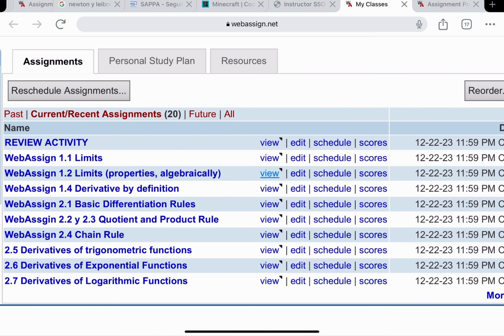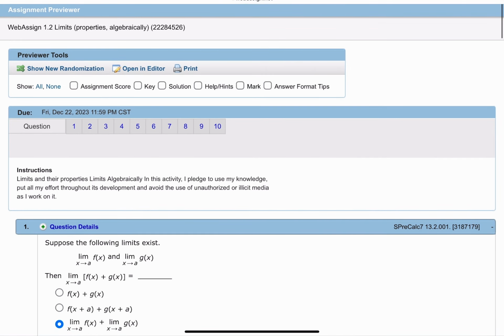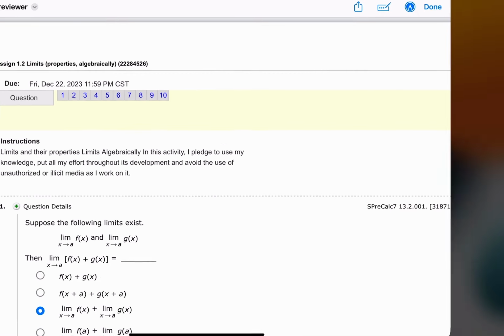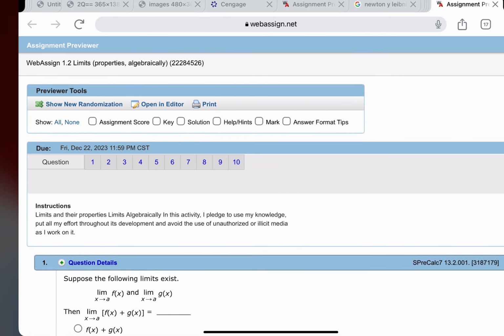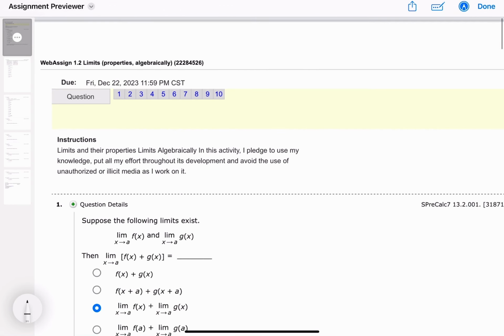Alright, so this time I will be solving WebAssign activity 1.2, which is limits, properties algebraically. Is this one here. In this case, I just printed it out so I can write over the page, but you will see it like this in WebAssign. That's why it looks slightly different, just because I printed out into a file, but it's essentially the same activity.